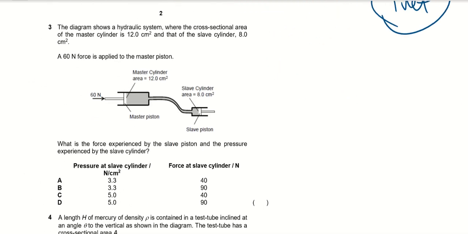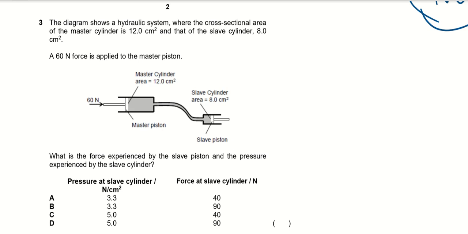Okay, question 3. It shows a hydraulic system where the cross-sectional area is 12. So I will say Am, which is area of master. The slave is As. Okay, and we take note that they give us area, so there's no trick to that. If I were to give you radius or diameter, please be careful, okay, because of pi r squared. Now a 60 Newton force is applied to the master, so can I put this as Fm equals 60?